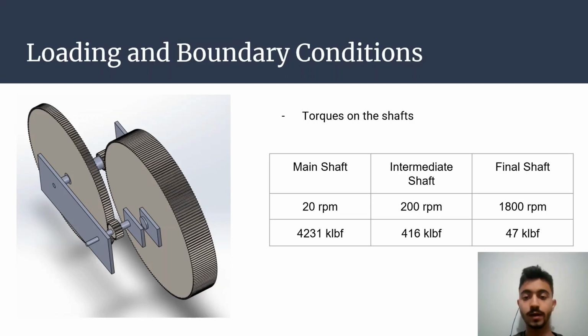We can do that for the intermediate shaft. Since our gear ratio is 10:1, we find 200 RPM for the intermediate shaft. Therefore, we have a torque of 416 kilo-pound-force on the intermediate shaft, and on the final shaft we have 1800 RPM with a torque of 47 kilo-pound-force.